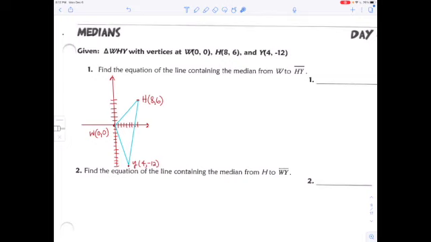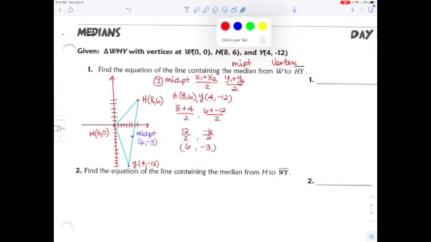First, figure out the definition of midpoint. W is going to be the vertex, and the midpoint is going to be on XY. So we are going to use the midpoint formula. What I did first is find the midpoint.